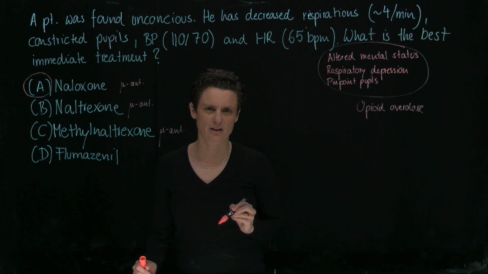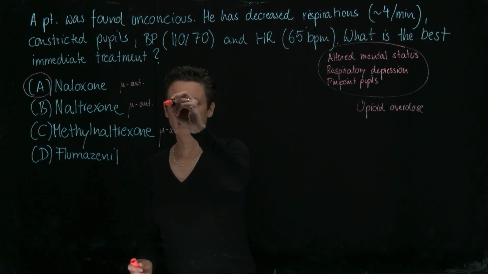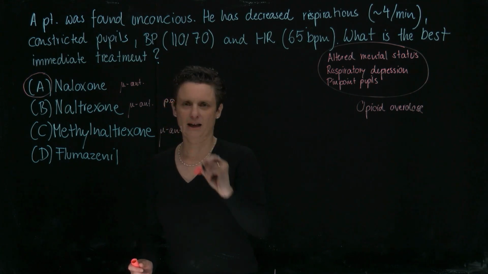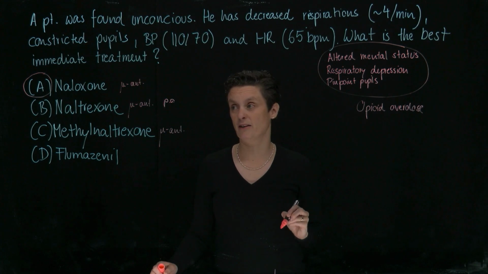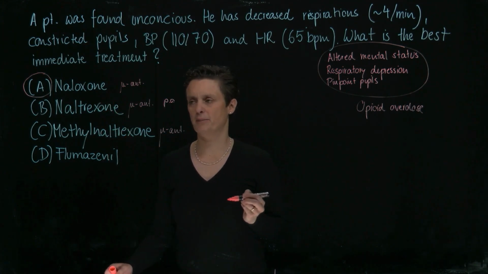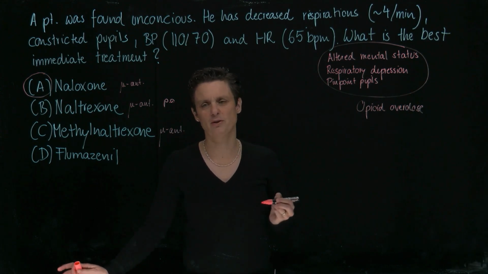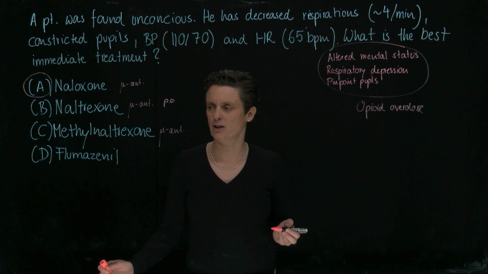So what is naltrexone? Well, naltrexone is also a mu antagonist. It's available mainly orally, I think also IM, but it has a pretty slow onset and very long half-life. So it would not help us to immediately help this patient. It takes too long, and obviously oral is not a good route to give to an unconscious patient.